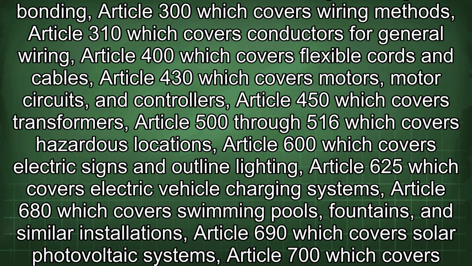Article 690, which covers solar photovoltaic systems, Article 700, which covers emergency systems, Article 701, which covers legally required standby systems, Article 702, which covers optional standby systems, Article 705, which covers interconnected electric power production sources, and Article 725, which covers Class 1, Class 2, and Class 3 remote control, signaling, and power limited circuits.